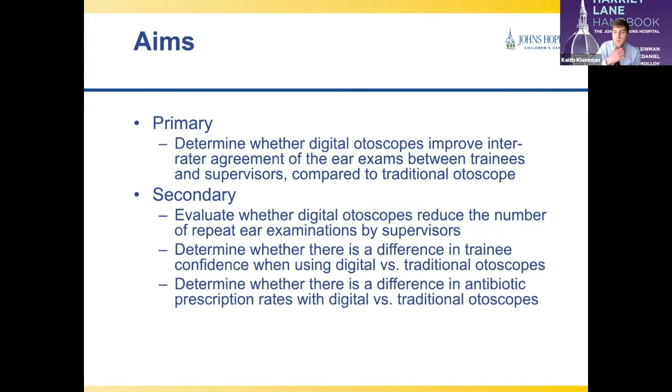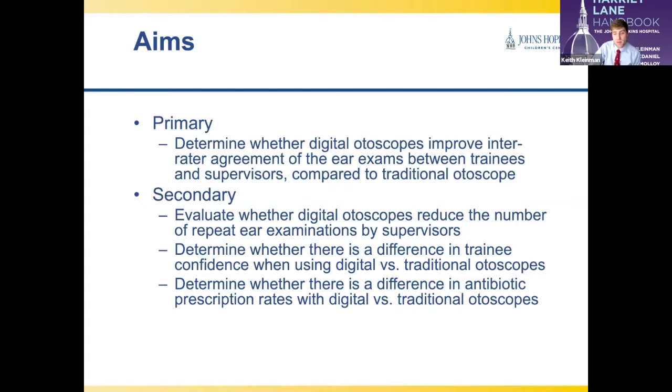And so what we wanted to assess is whether the digital otoscope would improve the inter-rater agreement of ear exams between trainees and supervisors. Secondarily, we also wanted to evaluate whether, if we used a digital otoscope, we are able to decrease the total number of times a child has to have their ear looked in. Because if you can record a video, then the supervisor is able to look at that. And so that could potentially decrease the length of stay in the emergency department, and it also would decrease the number of times that you have to hold down the bucking child and look in their ears, which we all have had the pleasure of doing.